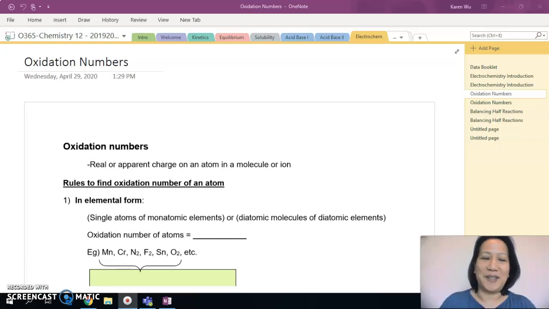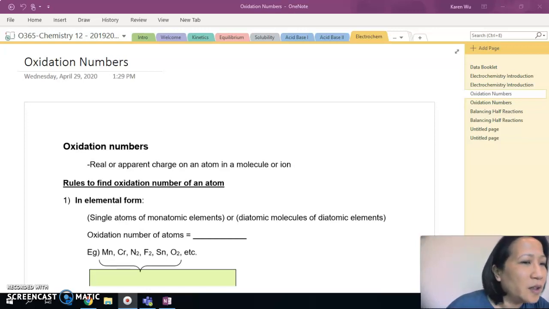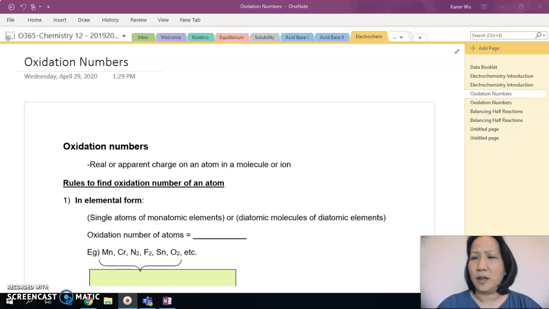Hey, Chem 12s, here we are. What is it? Oh, it's a good week. Is it a short week? It is a short week. That's right. And then you have a long weekend coming up.